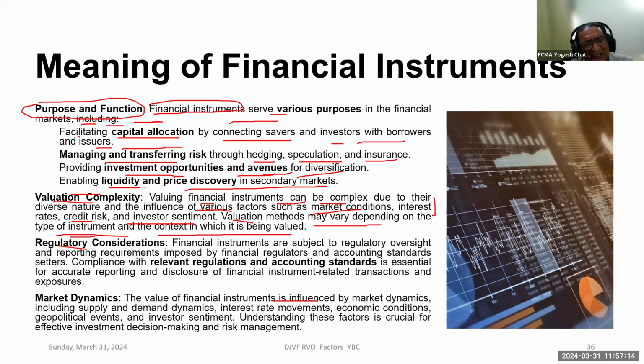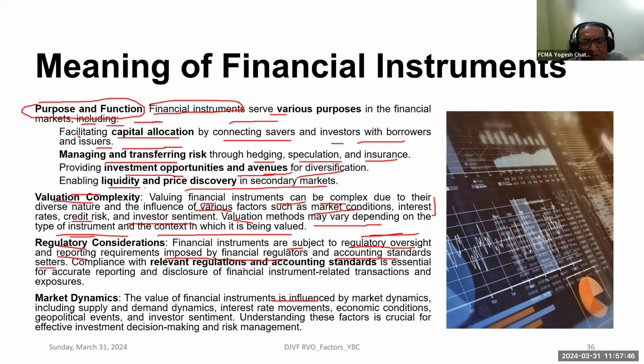Regulatory consideration is very important. These are subject to regulatory oversight. Like in India, we have the Reserve Bank of India, which is the regulator of the financial market. In the USA, they have the Federal Reserve. So the central bank of each country provides the regulatory oversight over the financial market, along with reporting requirements imposed by financial regulators and accounting standard setters.